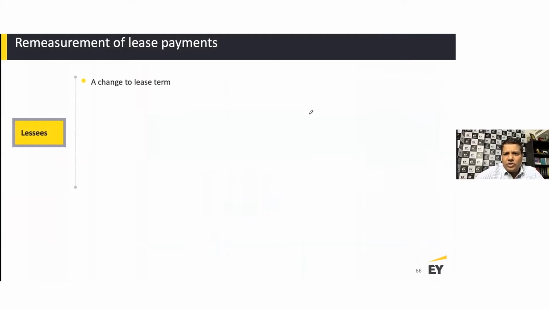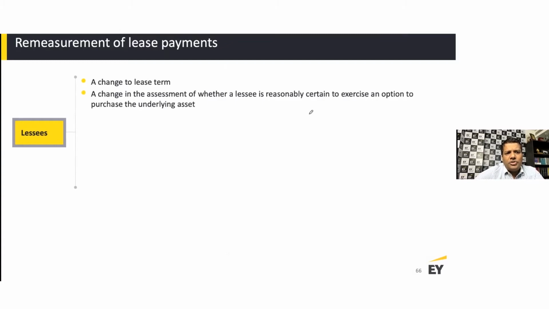It could be because of a change in the repurchase option or renewal option, right? A change in the assessment of whether a lessee is reasonably certain to exercise an option to purchase. A change in the amount expected to be payable under a residual value guarantee. So in the previous example, you saw 8,000. Now, let's say you realize that I may have to pay 10,000. So you've got to make an adjustment from that perspective.